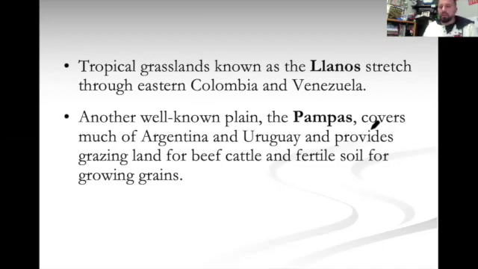And then there's the Pampas. And again, a lot of farming taking place in Argentina, Uruguay, and they are grazing land. It's for cattle, it's for beef. Some of the best steaks you can get come out of Argentina. And they're known for their beef. They're known for their steaks and whatnot. So I'm going to kind of give you an idea of what that looks like.